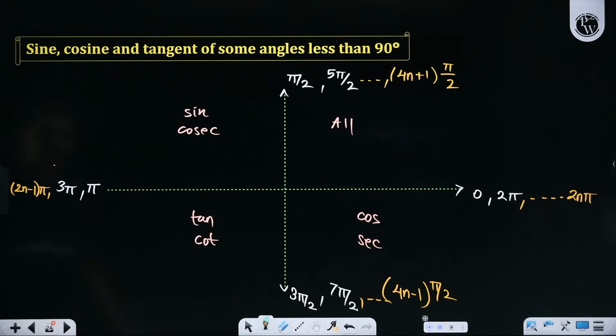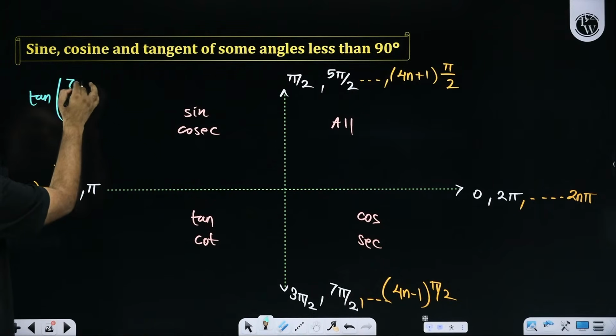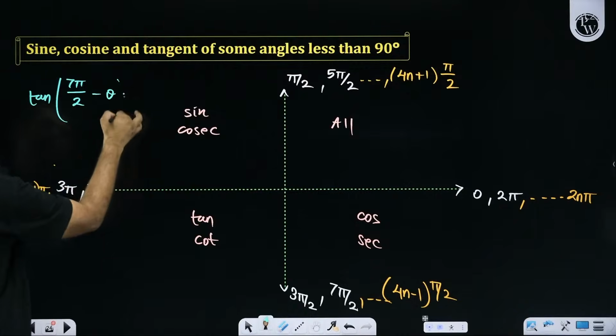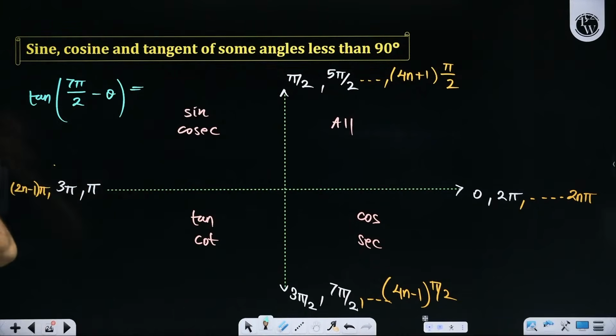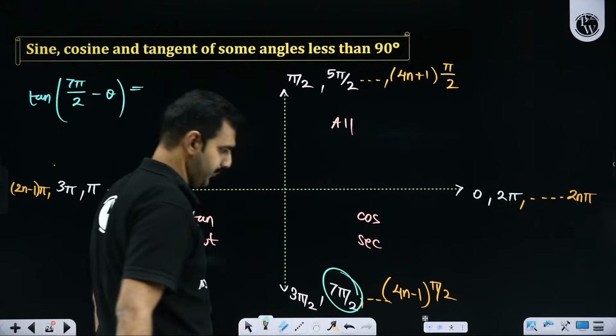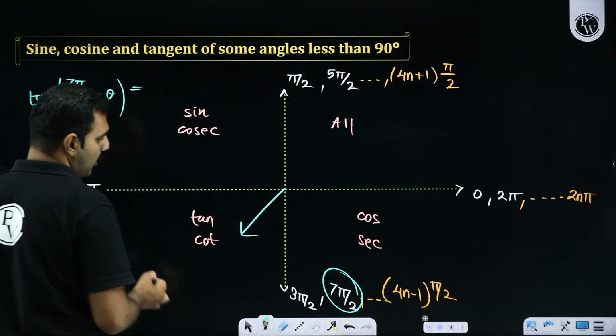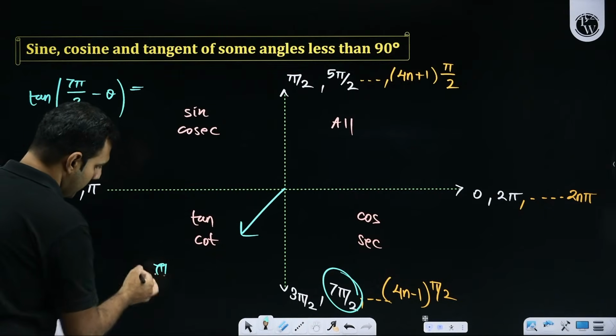Let's say if I ask you tan(7π/2 − θ). What do you think it could be? Okay, first of all, locate 7π/2. 7π/2 is found here. Minus θ, if you do, you are landed in the third quadrant.